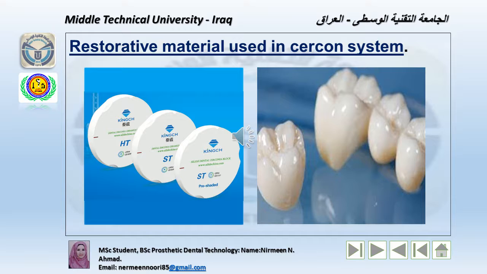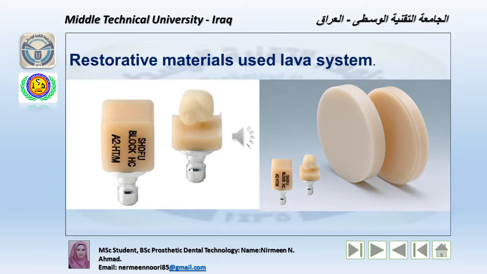The restorative material used in the Zirkon system is partially sintered zirconia. Indication: crown and bridge, yes. Self-adhesive cement, also conventional cement. And in the Lava system, the restorative material is partially sintered zirconia. Indication: crown and bridge, and self-cured adhesive cement, yes. Conventional cement.